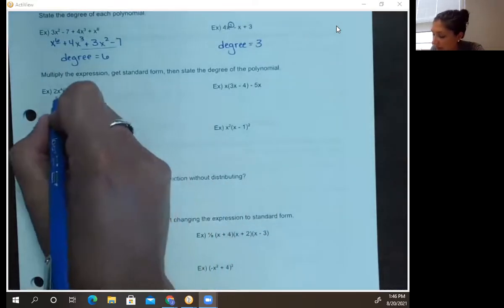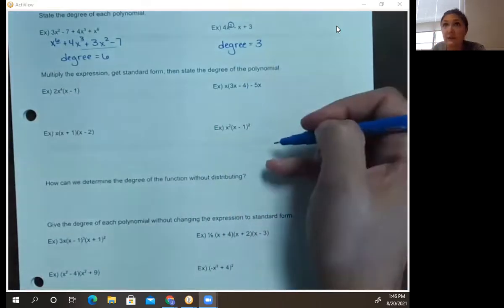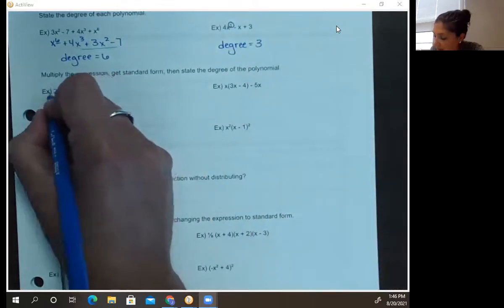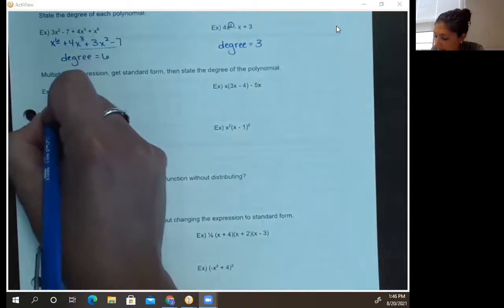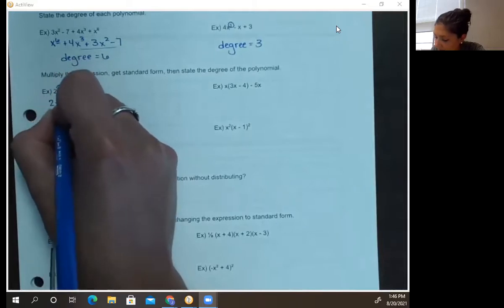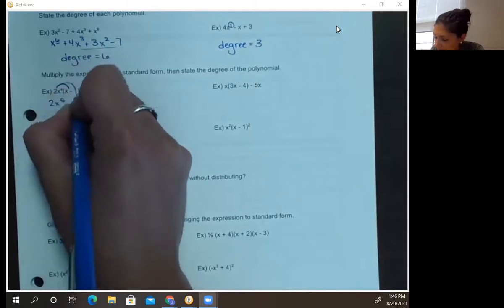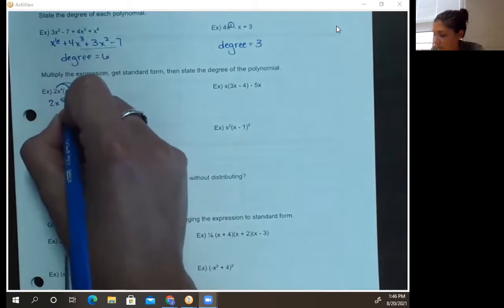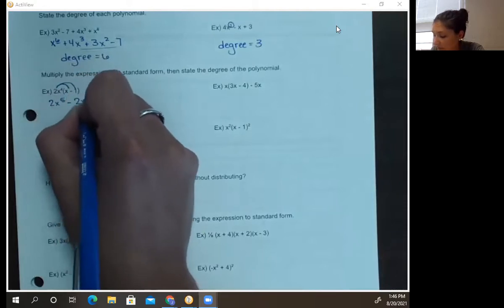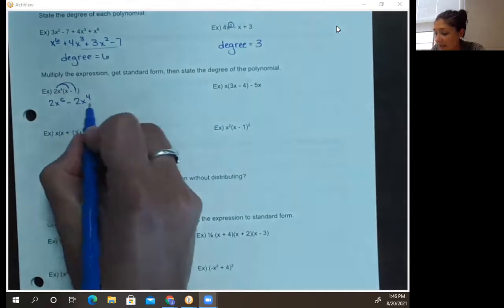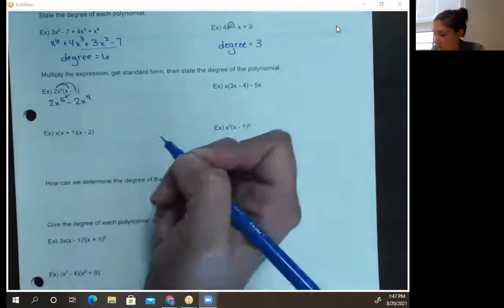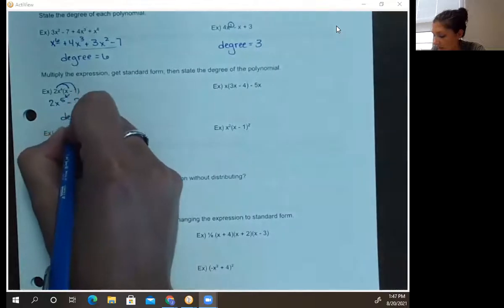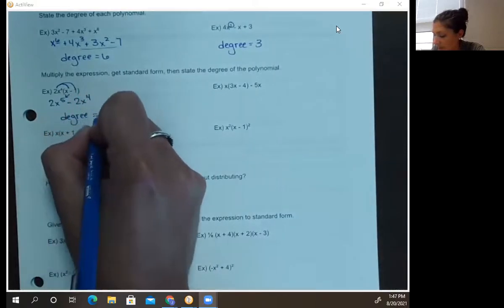So if I take a look at my next example in this section towards the middle of the page, in order to get standard form here, I need to distribute. So I have 2x to the 4th times x, that would be 2x to the 5th. And then 2x to the 4th times -1 would be minus 2x to the 4th. I have no like terms to combine here, so I have standard form, and I'm going to look to my biggest exponent for my degree. So our degree here is 5.